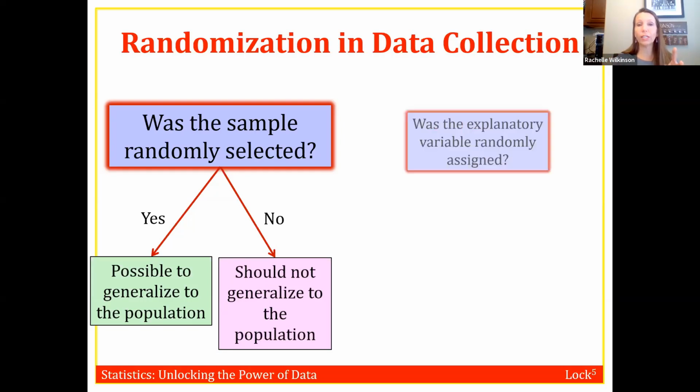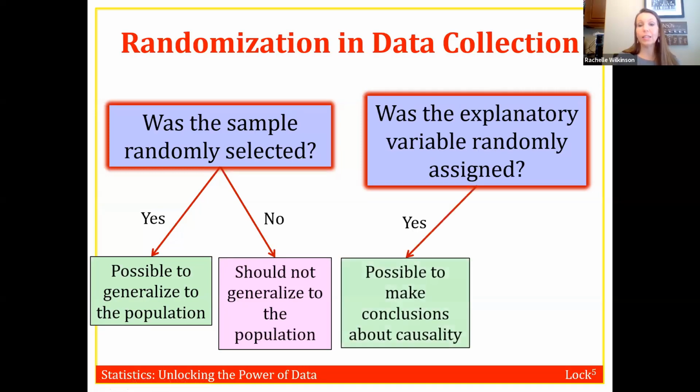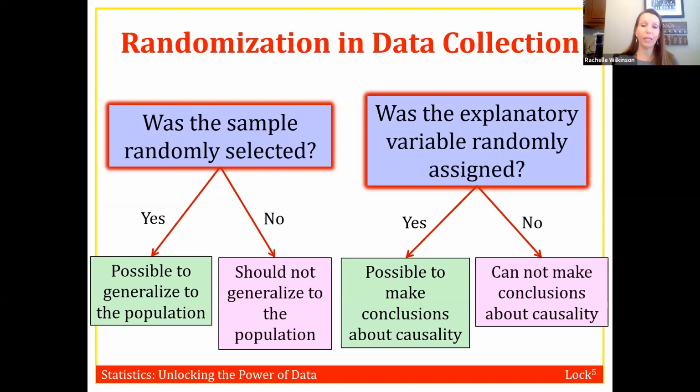The second question that we're going to ask is, was the explanatory variable randomly assigned? And by asking this, we're essentially asking, did we do a randomized experiment? That's another way of asking this question. If the explanatory variable is randomly assigned, then it is going to be possible to make conclusions about causality. If it's not randomly assigned, then we cannot make cause and effect conclusions. So write down those 2 questions and the stuff on this slide. I know I didn't write it myself, but this is important. So if you can write it down, I would write it down.